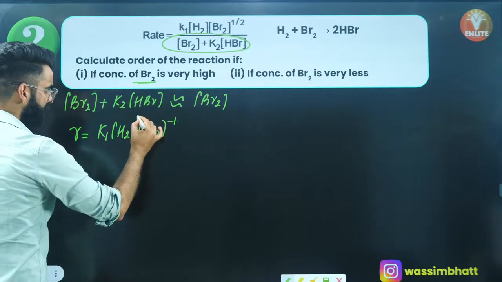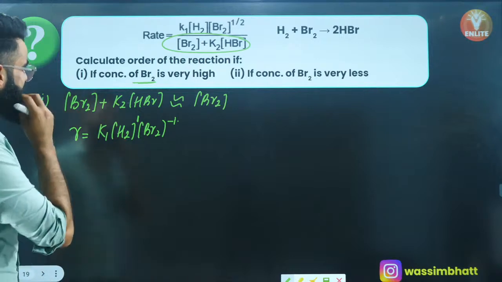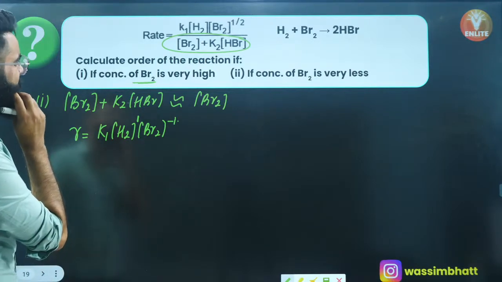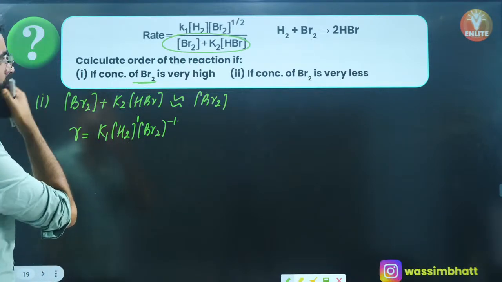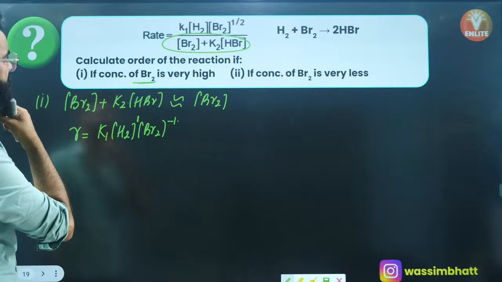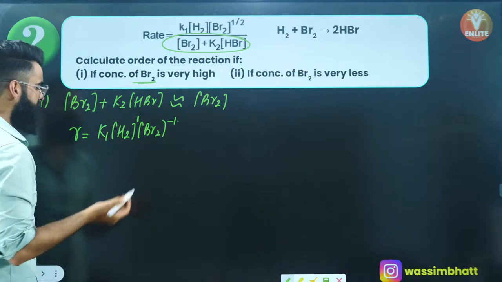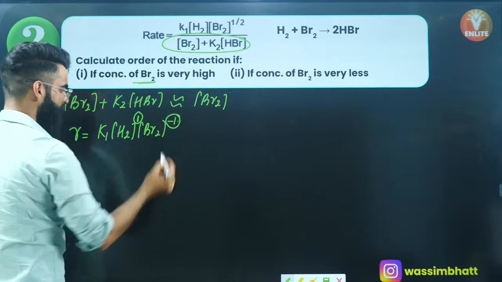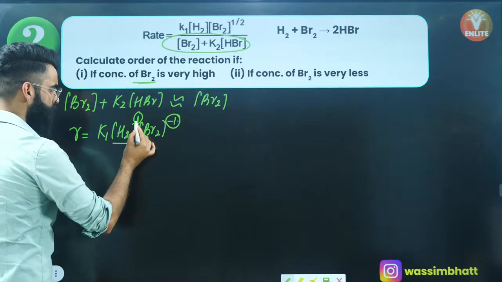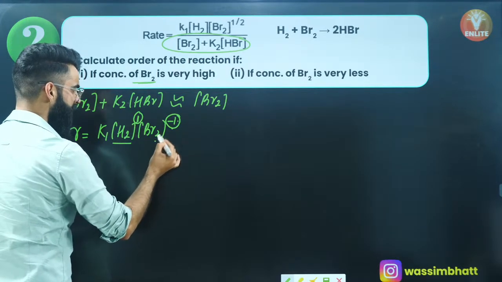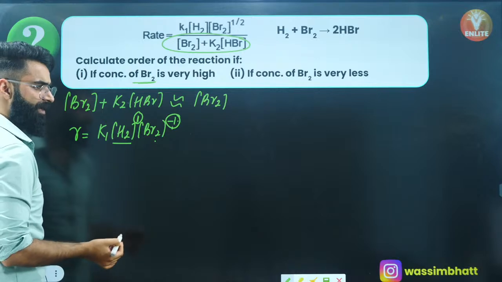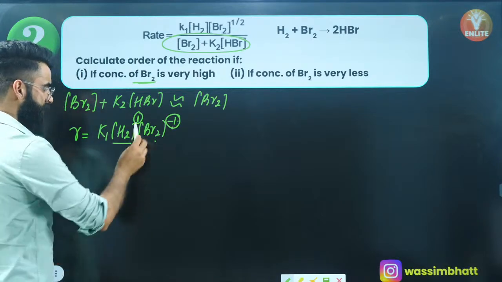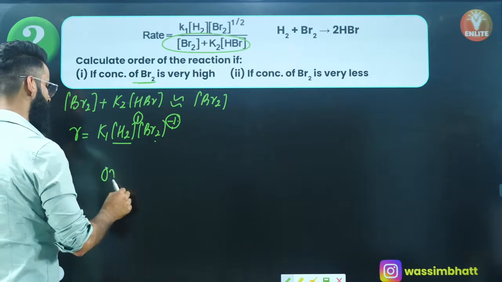Now people, what is the power right here? It's 1. Just a second, my dear people. This is 1 by 2 and Br2 comes up, so the power becomes minus 1, right? So have a look exactly. So what is going to be the order of reaction? See, guys, the power right here is 1, the power right here is minus 1. So order of reaction with respect to H2 is 1. Order of reaction with respect to Br2 is minus 1, right? So what is going to be the overall order of the reaction? This plus this. That means overall order of the reaction is going to be 0.